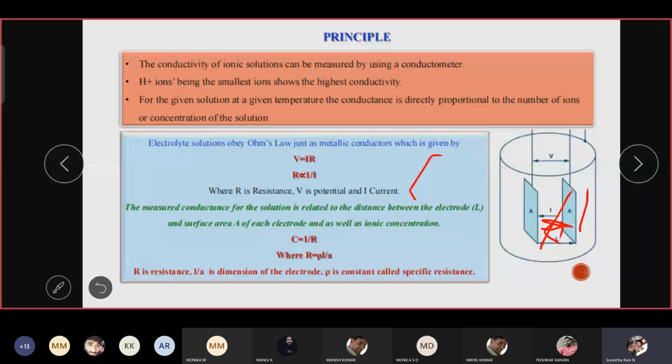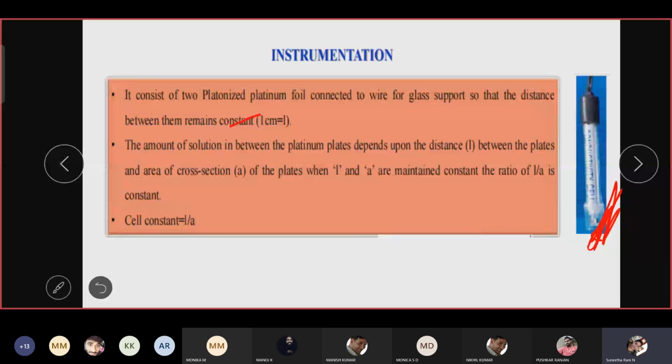If you look at the instrumentation, you have seen this electrode, which we showed you in the practical class. We usually call it the cell. It consists of platinized platinum foil, platinum chips or a wire, on a glass support, with a distance of 1 centimeter between them. The distance between the plates and the area of cross section of the plates, l and A, are maintained at a constant ratio: l by A is constant.